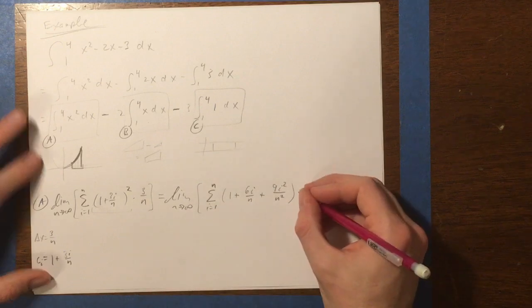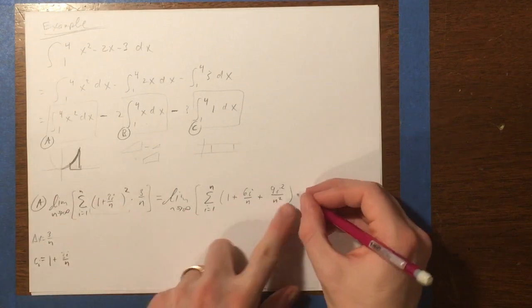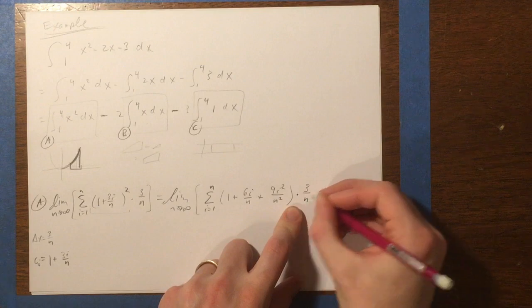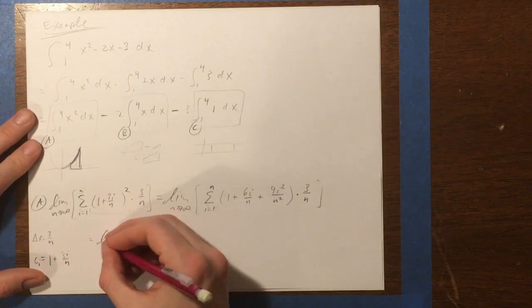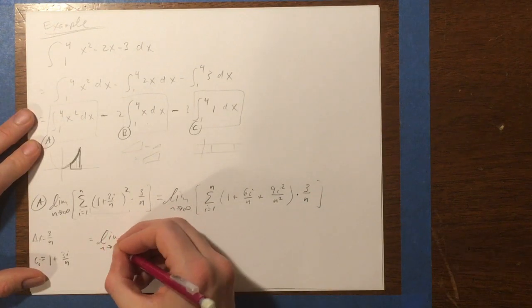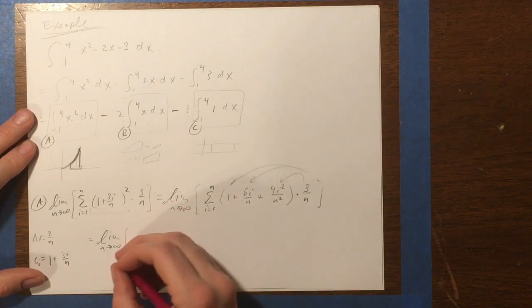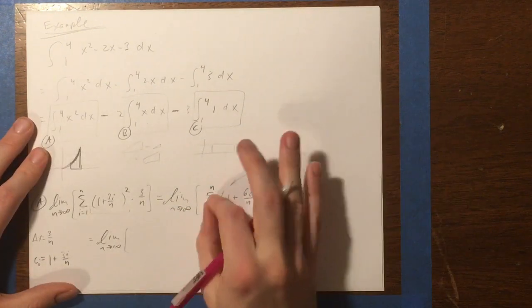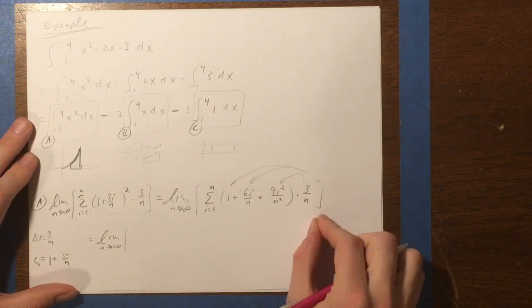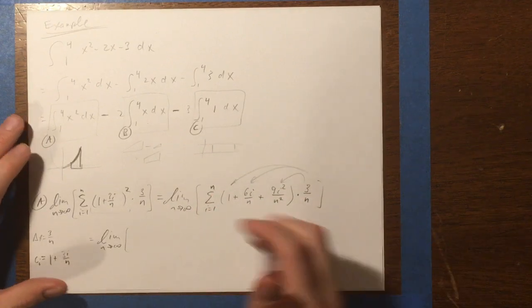And so that's expanding the square. And that's all still times 3 over n. So this one's getting a little harder. Okay, distribute this, and then I'm going to split up the sum over the addition, because remember, we can do that with sums.